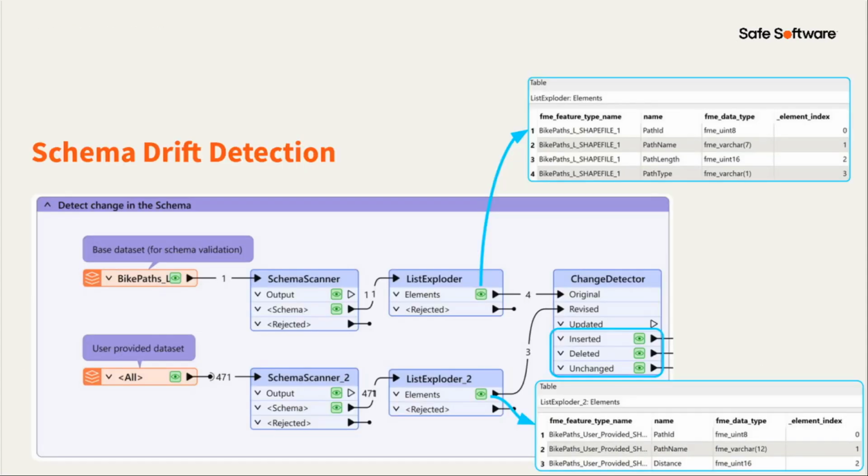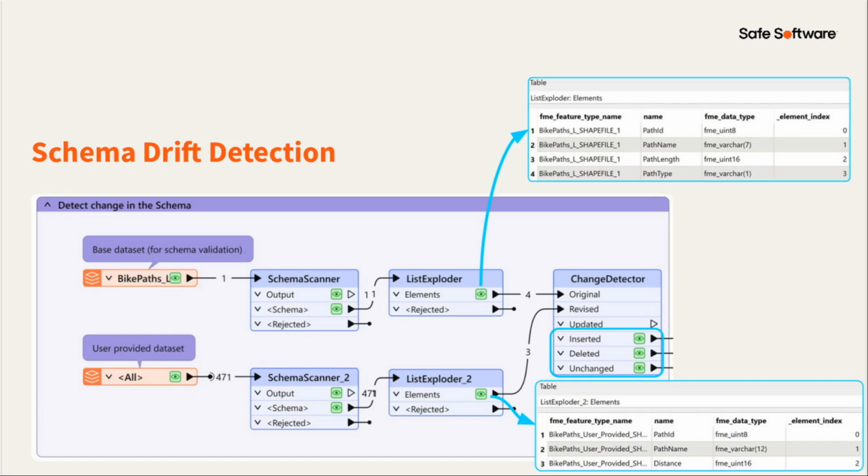So at the workspace level, what does this look like? On the left there, we're first reading in our data. We've got our base data set. On the base data set, we're just reading in one feature, and we're using the schema scanner to pull in the schema features. In this case, you could also use the feature reader instead. It doesn't have to be the schema scanner, but we're using the schema scanner just to show one of its use cases. And then we're pulling in just that schema feature and using a list exploder to explode the list into a feature, or one record, per each attribute.